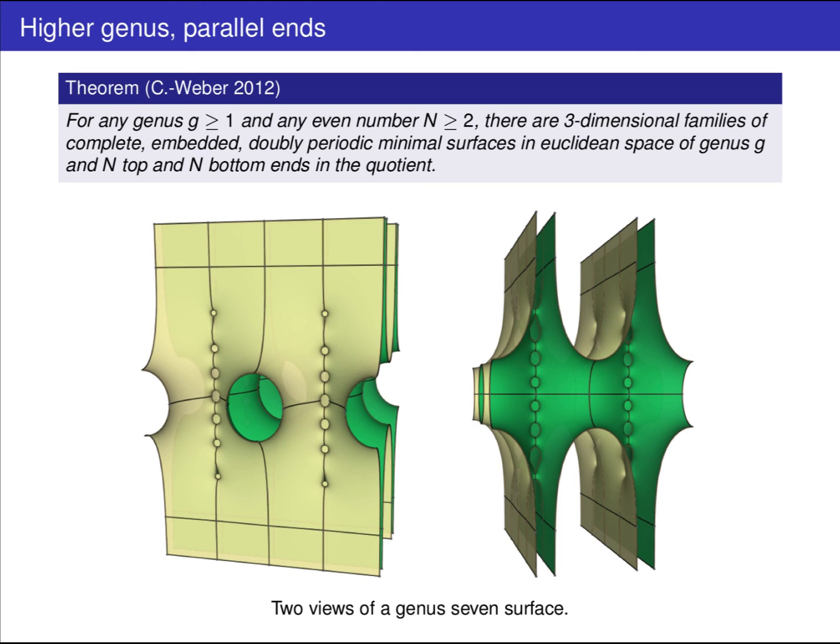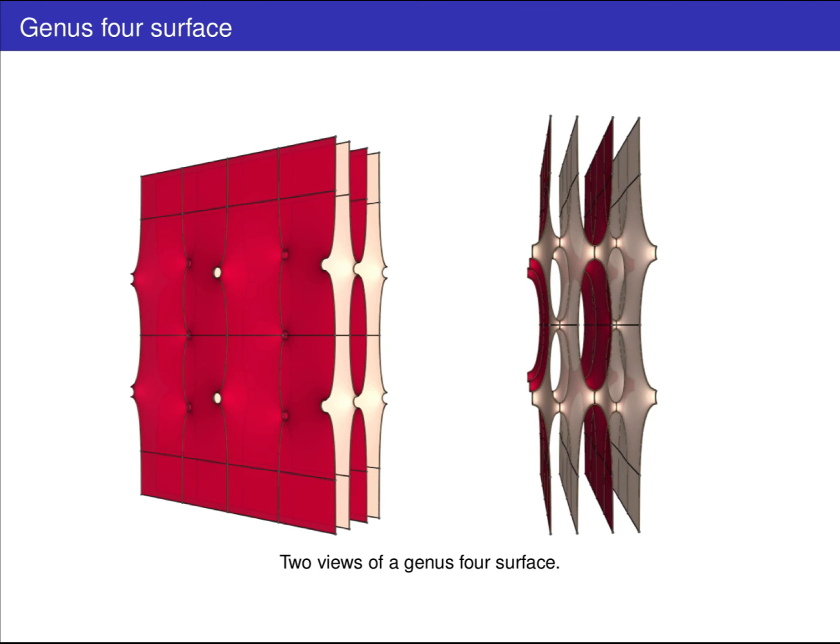And then myself and Weber in 2002, we proved this theorem, that for any genus G greater than or equal to 1 and any even number N greater than or equal to 2, there are three-dimensional families of complete embedded doubly periodic minimal surfaces in Euclidean space of genus G with N top and N bottom ends in the quotient. So here's two views of a genus 7 doubly periodic minimal surface with parallel ends. And then here's another, a genus 4 surface.